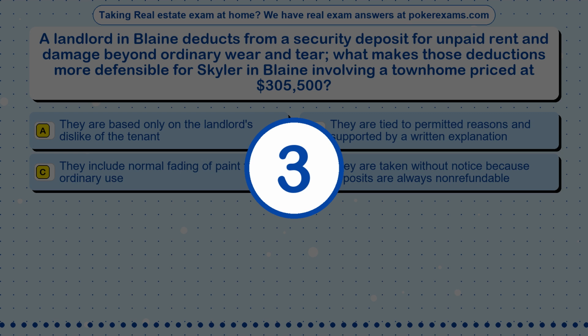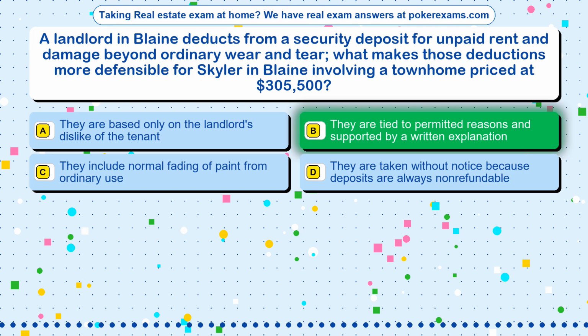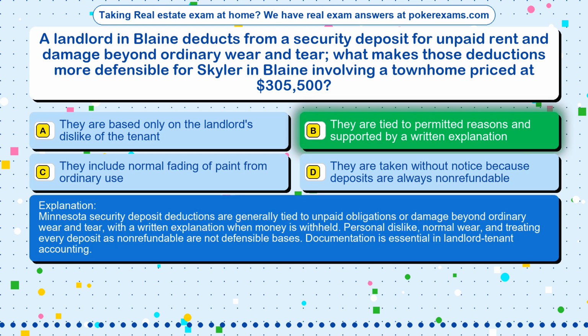The correct answer is option B. They are tied to permitted reasons and supported by a written explanation. Minnesota security deposit deductions are generally tied to unpaid obligations or damage beyond ordinary wear and tear, with a written explanation when money is withheld. Personal dislike, normal wear, and treating every deposit as non-refundable are not defensible bases. Documentation is essential in landlord-tenant accounting.